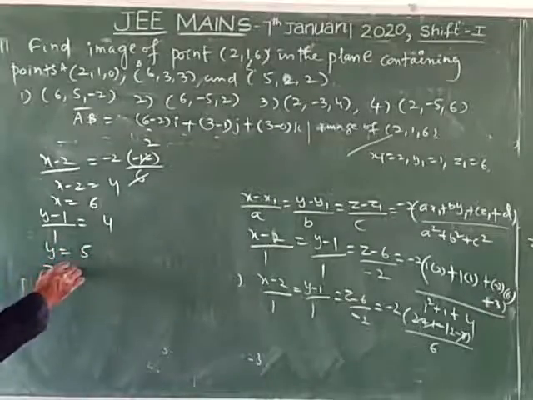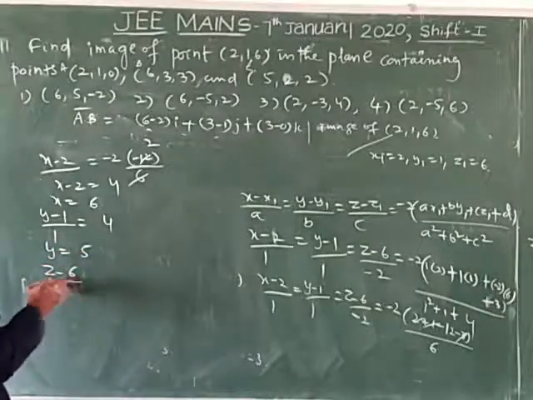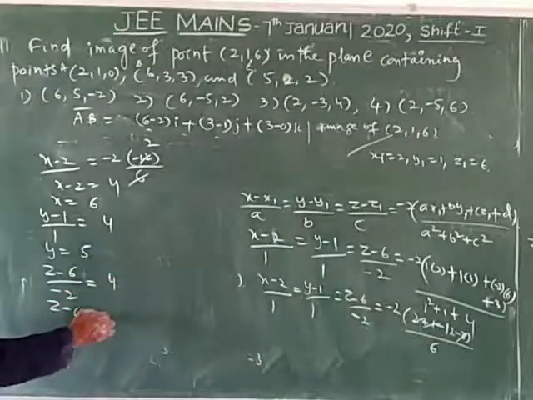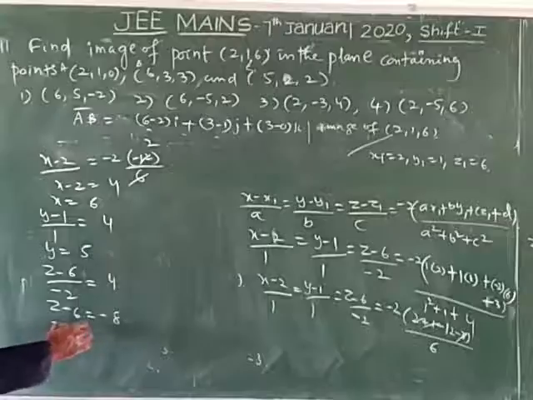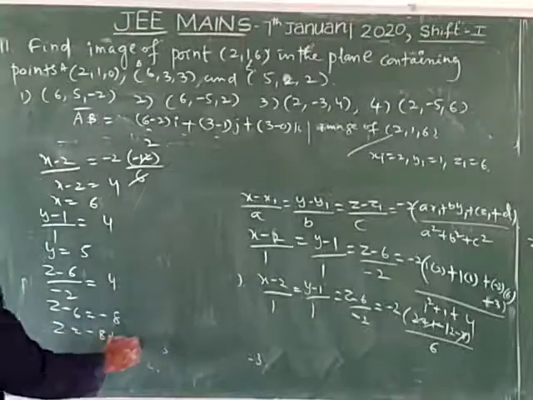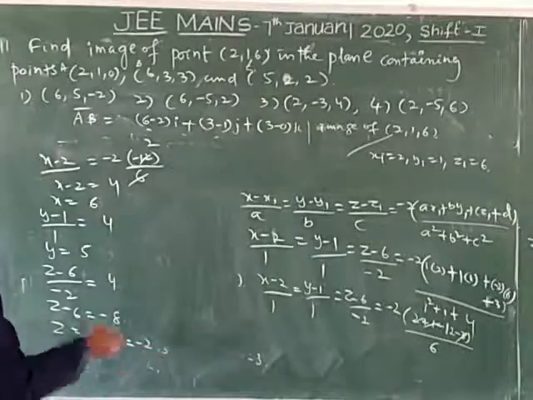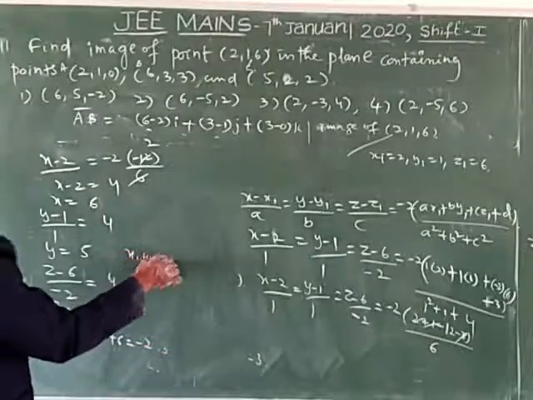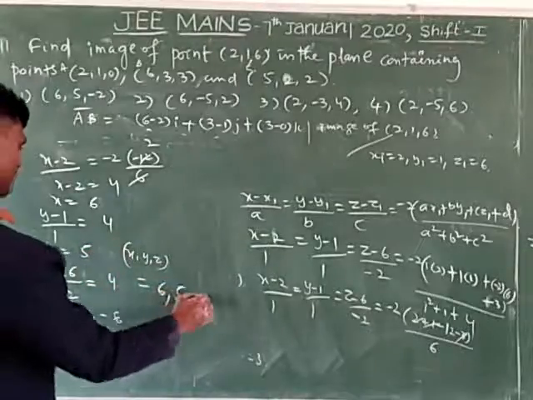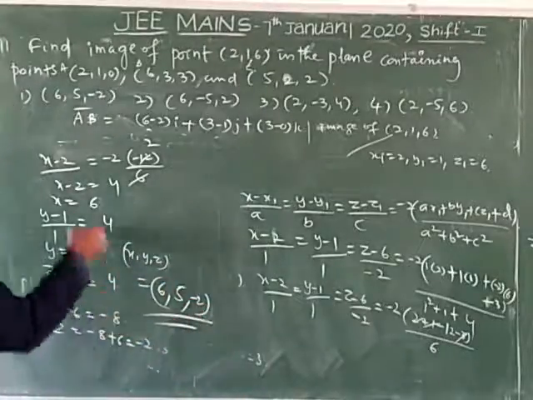Next, z minus 6 by minus 2 is equal to 4. Then z minus 6 is equal to minus 8. Z is equal to minus 8 plus 6, which is minus 2. Now x comma y comma z, the image is equal to 6 comma 5 comma minus 2. Which option to check? First option.